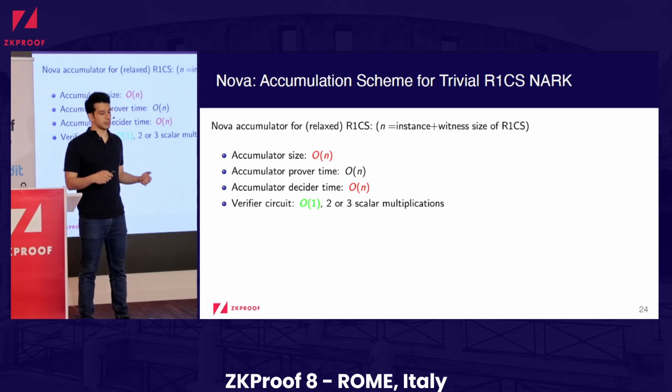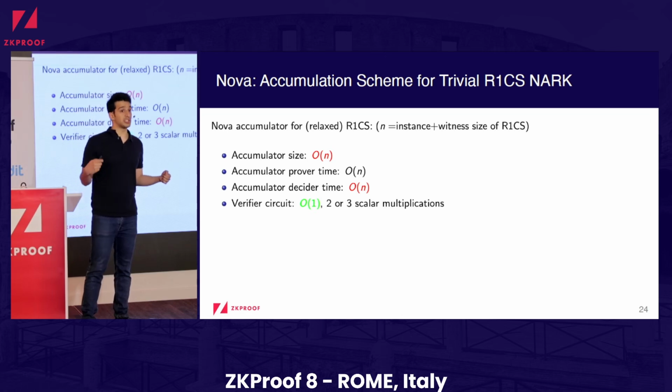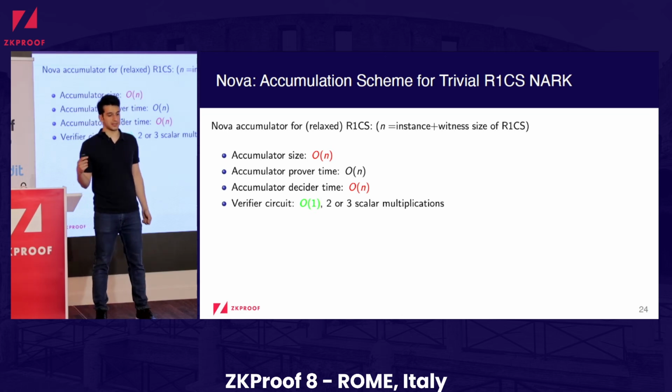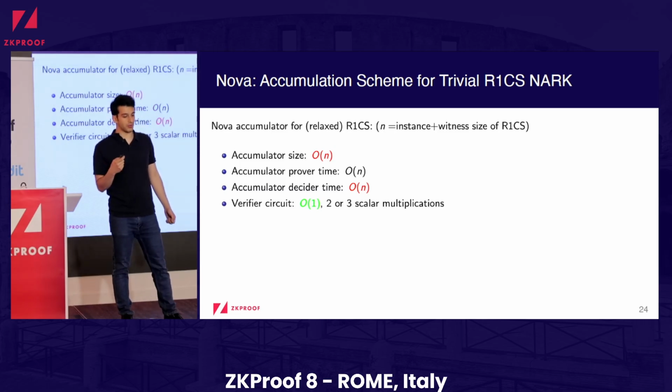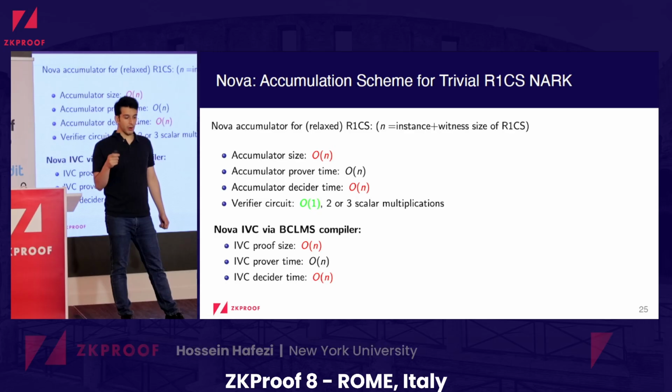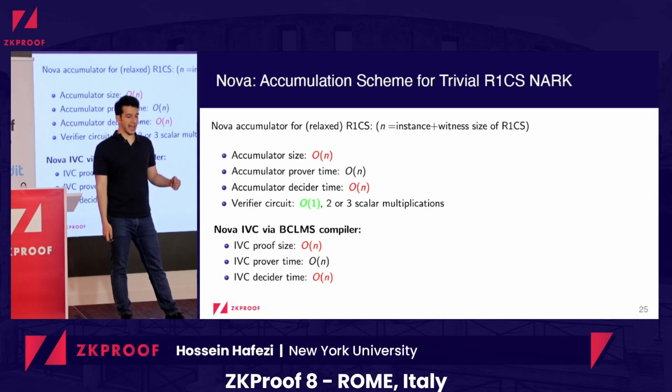The accumulator size, the prover time, and the decider are all going to be linear in n. And finally, the verifier circuit, which is indeed the focus of Nova to optimize, is quite efficient. It's constant size, and it's only 2 or 3 scalar multiplications. However, when you compile this accumulation scheme with the BCLMS compiler, you get an IVC scheme which has linear size proof, linear prover time, and linear decider time.